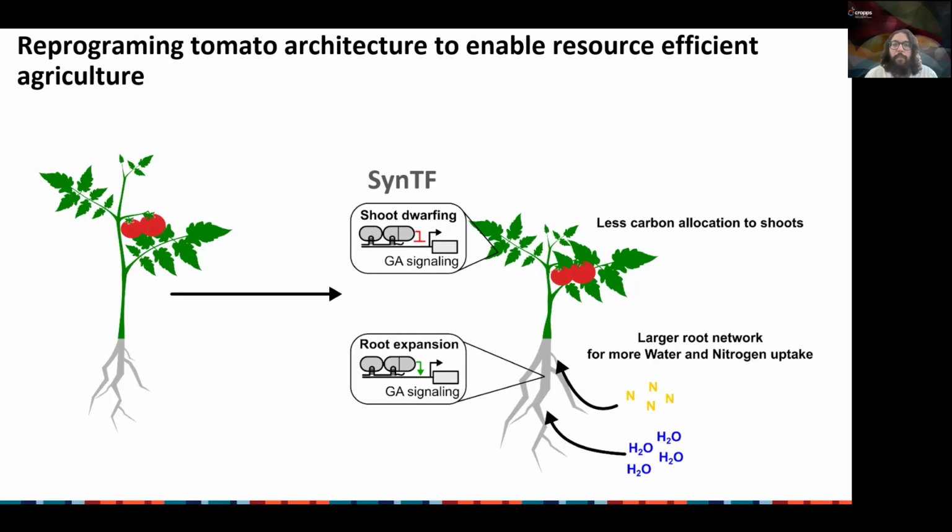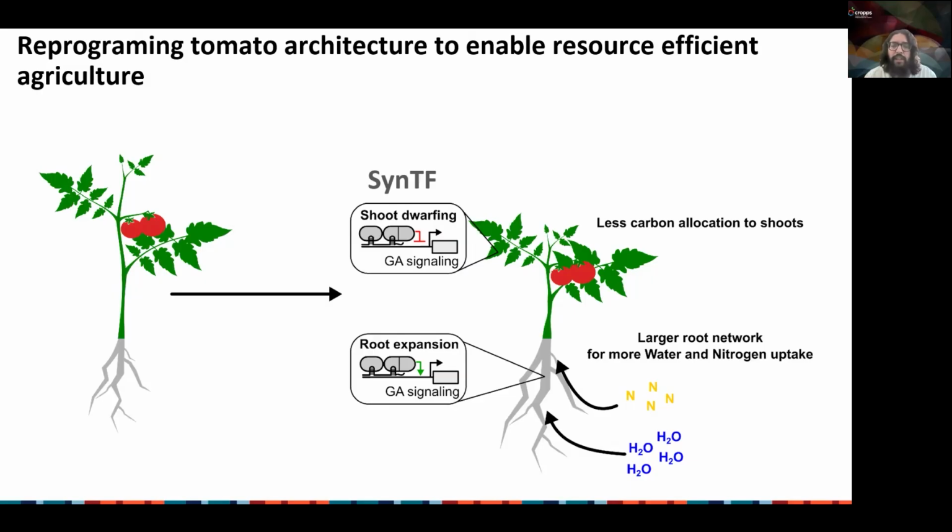In contrast to the top-down breeding-based approach to engineer architecture that Tony told you about in maize, our approach in tomato is based on bottom-up design that uses mathematical models to guide the deployment of synthetic transcription factors that modulate developmental pathways. Specifically, we're modulating gibberellin signaling to restrict the growth of the shoot, to enable more efficient carbon partitioning, and to expand the root network to increase nitrogen and water use efficiency.